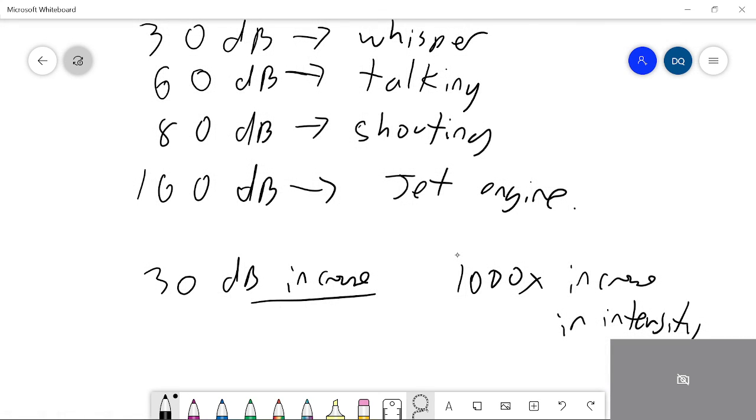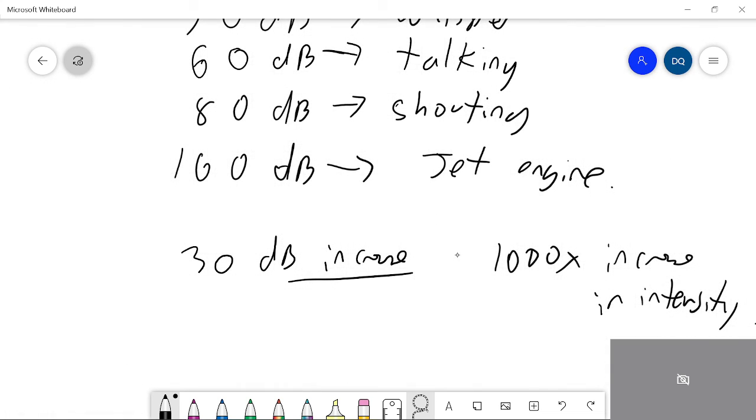How would you compare shouting to talking? Shouting is a 20 decibel increase. A 20 decibel increase is 100 times increase in intensity of sound.